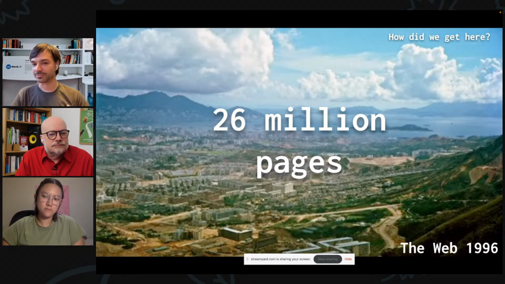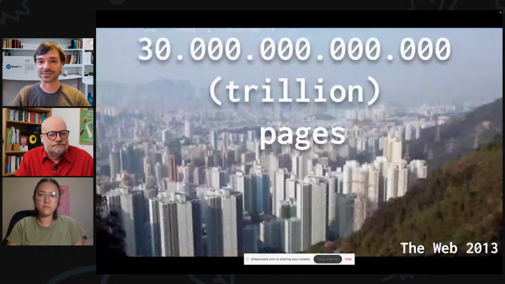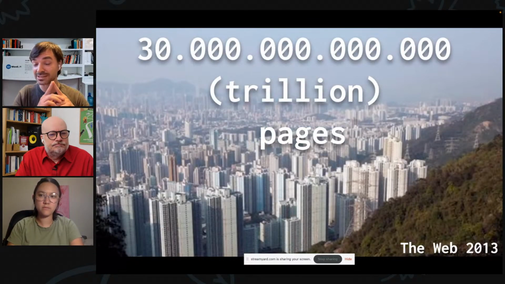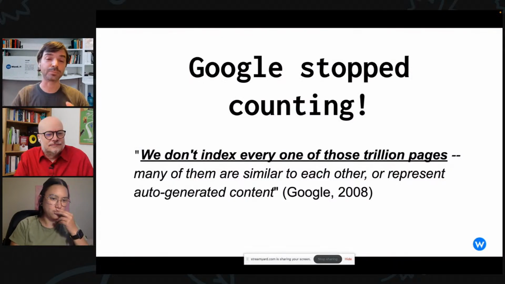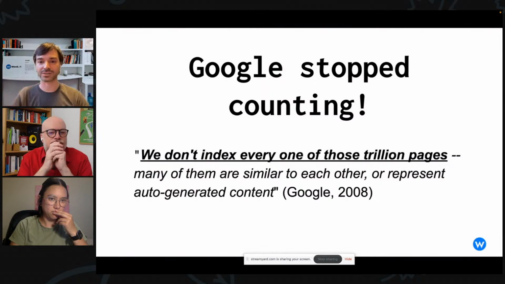Well, this is the web, 1996, 26 million pages. Easy to find something. If it's there, it's easy to find it. Now look at this. This is the web. Not even today. This is the web almost 10 years ago. 30 trillion pages. It's starting to get complicated to find something. 5 years before that, Google stopped counting. Google actually stopped indexing the whole web. Google is not indexing the whole web. It's impossible. So you need to be aware of this.